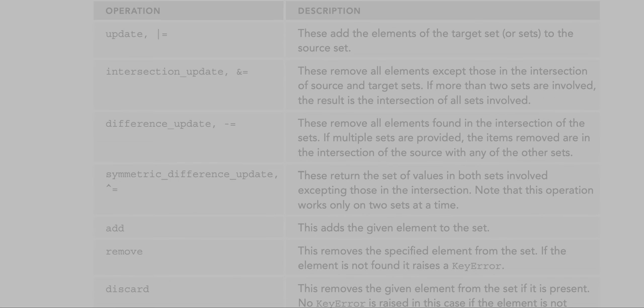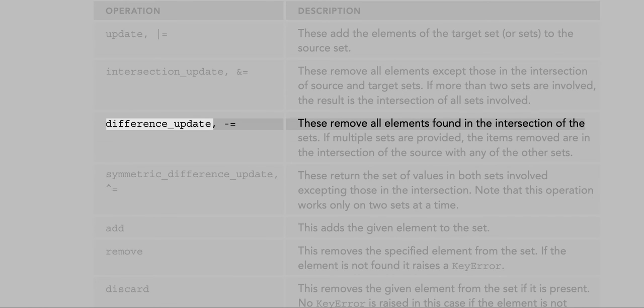Table 1-5, set modifier operations. Update, equals, these add the elements of the target set, or sets, to the source set. Intersection_update, and equals, these remove all elements except those in the intersection of source and target sets. If more than two sets are involved, the result is the intersection of all sets involved.